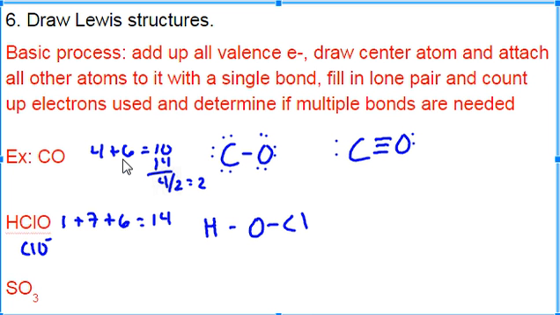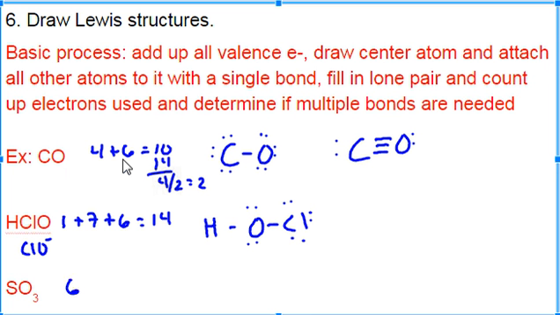But I go ahead and draw each one with a single bond. Oxygen still needs 2. Chlorine still needs 3 lone pairs. And when I count up, I've got 2, 4, 6, 8, 10, 12, 14. So that is my correct structure. I had 14, I used 14, and they're all stable.